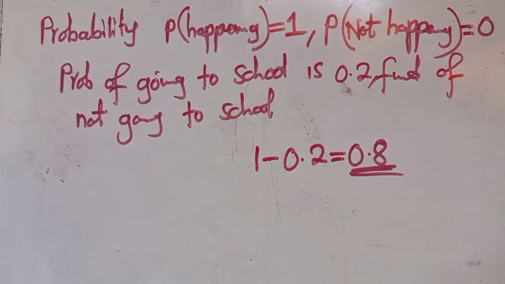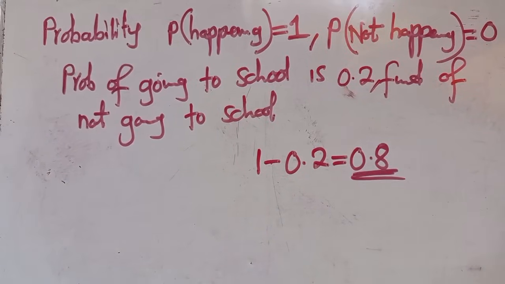So what am I trying to say here? When you are given one probability and asked to find another probability, you just need to subtract from what? From 1.